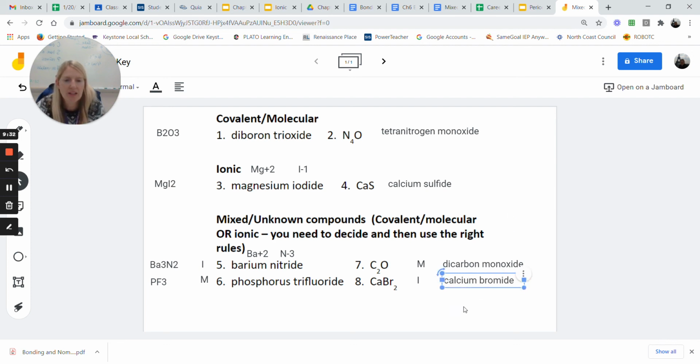And we know that that kind of is weird because we see that 2 and it makes us think, well, do we have to show that in the name? Nope, you don't, because again, if someone needed to go the opposite way, all they would have to do is look up the charges and make sure that they equal 0.